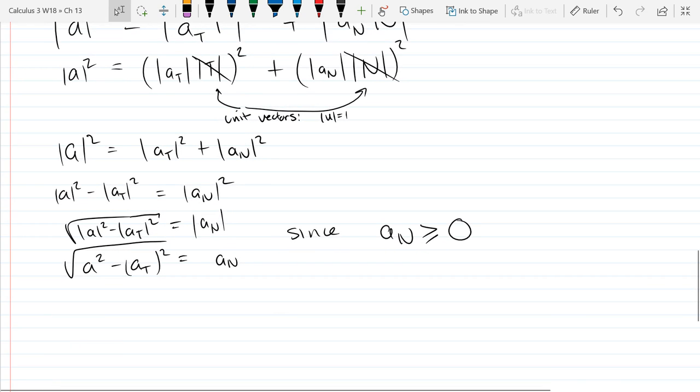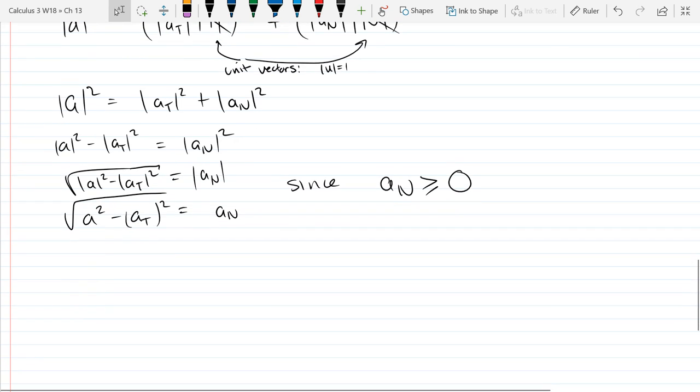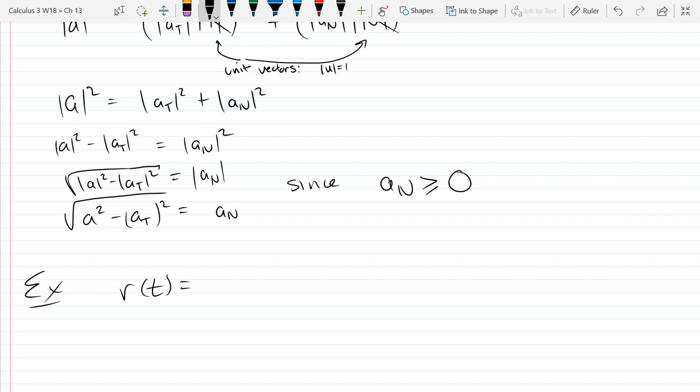Okay, so now we can write A_N in terms of those two, the A and the A_T squared. So let's find the acceleration. We'll just do a two-dimensional problem. So our path, this one will be a little more tricky than some of the ones we've seen before. So our x component is going to be cos t plus t sin t. That's our i component. The j component is similar: sin t minus t cos t, j.